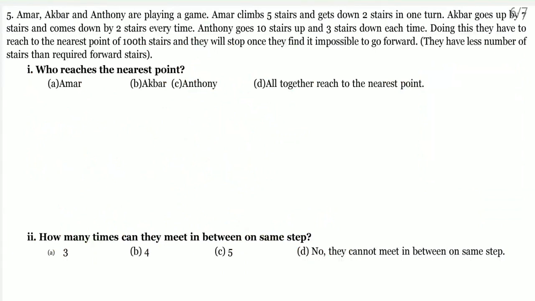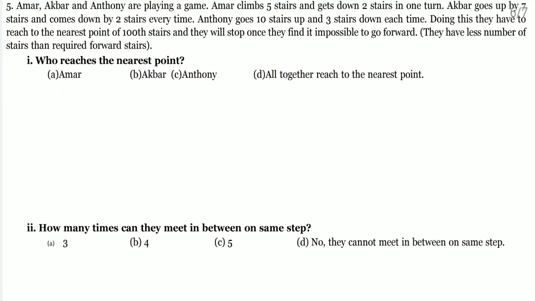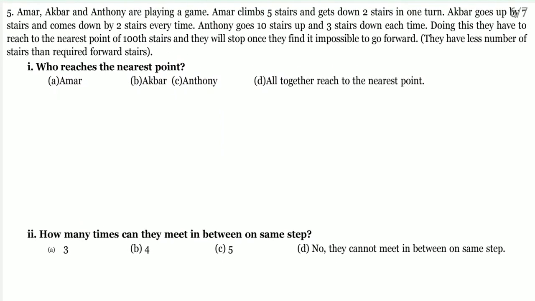Amar, Akbar and Anthony are playing a game. Now try to understand this one. Very beautiful question. Amar, Akbar and Anthony are playing a game. Amar climbs 5 stairs and gets down 2 in one turn. Akbar goes up, how many stairs here? Let me just check. 7 stairs and comes down by 2 stairs every time. Anthony goes 10 stairs up and 3 stairs down each time.